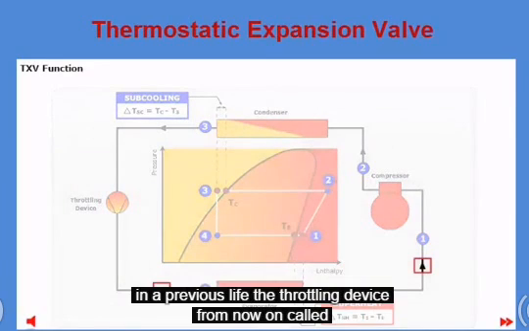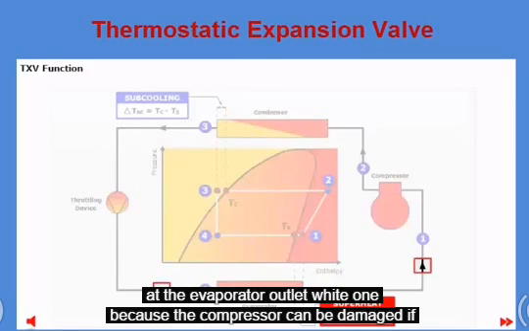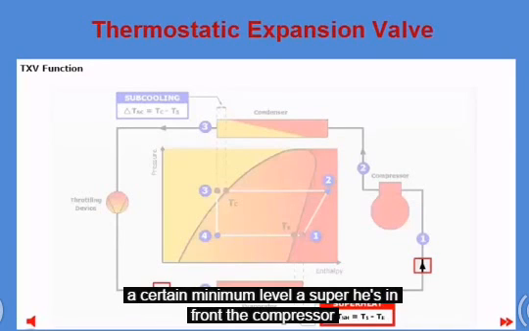As mentioned in a previous slide, the throttling device, from now on called thermostatic expansion valve, controls the superheat at the evaporator outlet, point 1. Because the compressor can be damaged if liquid enters it through the suction connector, it's important to always maintain a certain minimum level of superheat in front of the compressor.